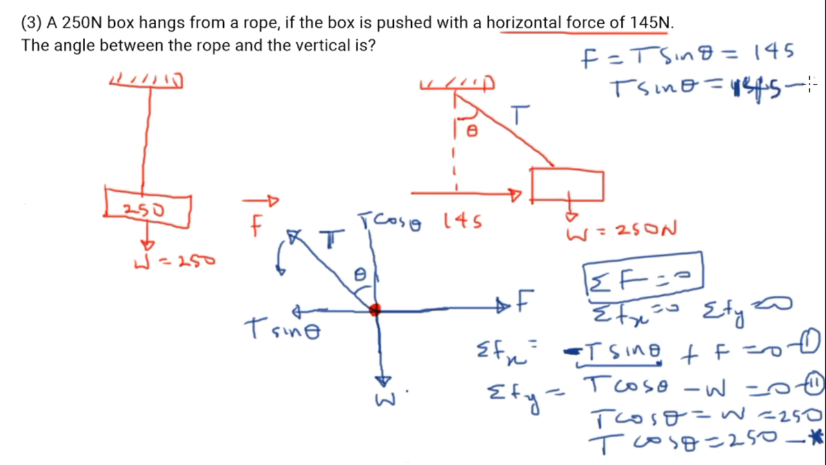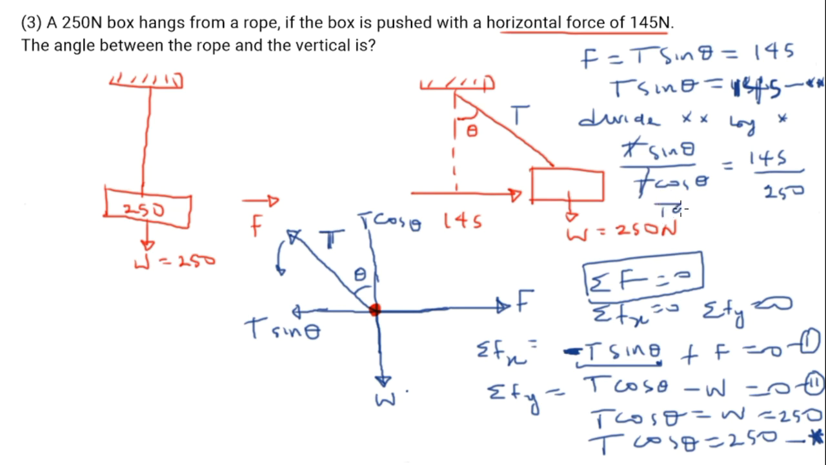Okay, let's call this equation star star. So what we need to do in order to find angle theta is to divide equation star star by equation star. If we do that, we will have T sine theta upon T cos theta, which has to be equal to 145 upon 250. As a result, the tension tends to cancel out. Sine theta upon cos theta, that is tan theta. Then 145 divided by 250.